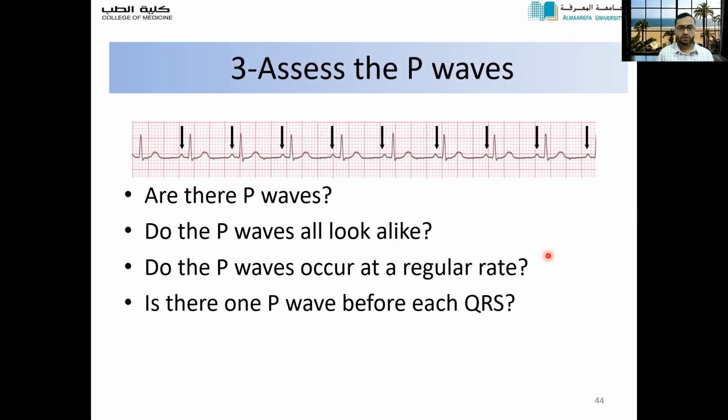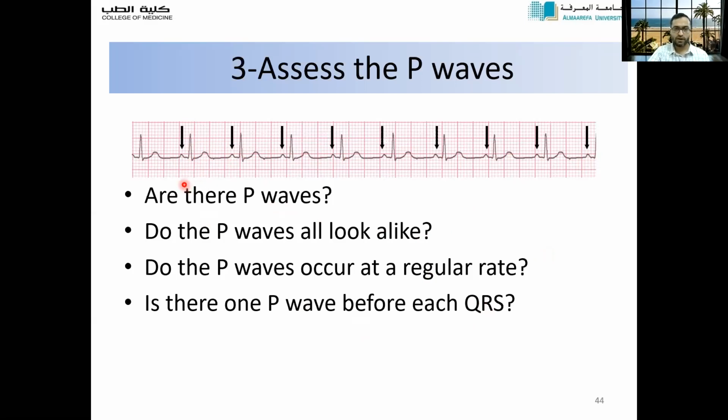One very important question related to arrhythmias: is there one P wave before each QRS complex? You have to make sure that before every QRS complex there is a P wave. So we can see here before the QRS there is a P, yes. There is a P here before the QRS, there is a P here before the QRS, and the same here, here, here, and here. So what inference are you getting here?